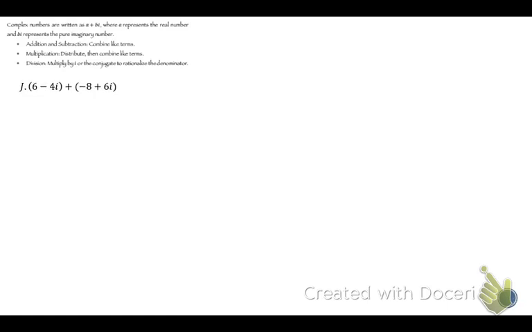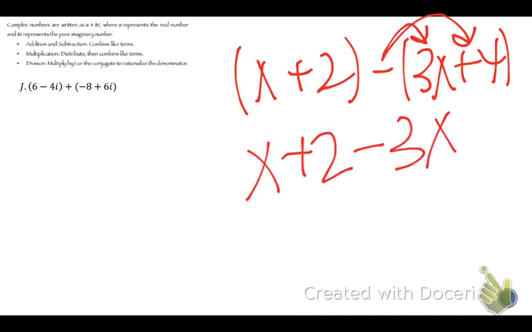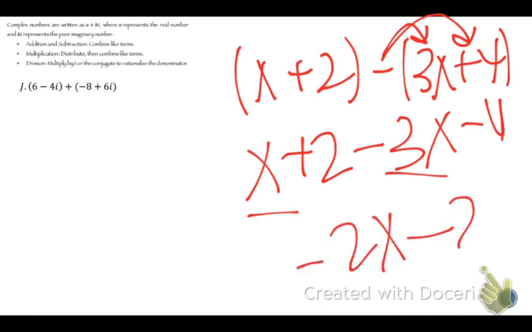Sorry, I want to go back. If you had x plus 2 minus 3x plus 4, we know that we just distribute the negative, and you have x plus 2 minus 3x minus 4, and then we combine like terms. So that would be negative 2x minus 2. Correct? We're going to do this same exact way.